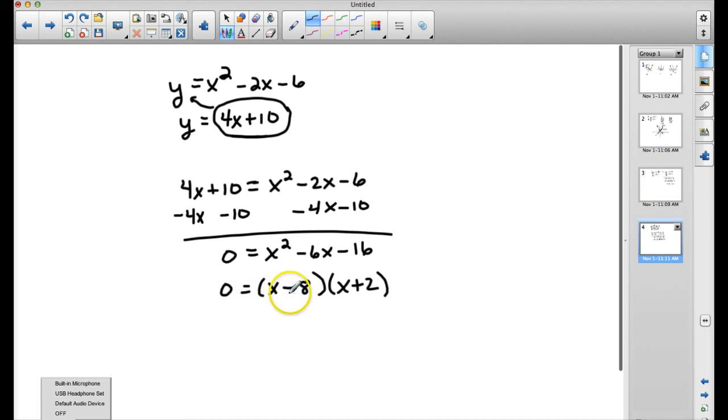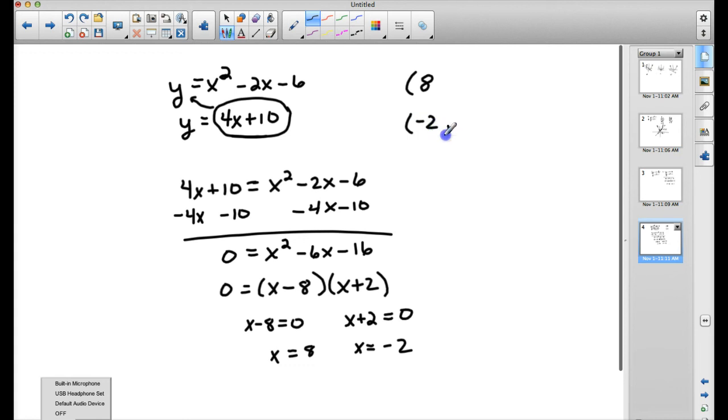Now, setting each of these equal to 0, in other words, x minus 8 equal to 0 and solve, x plus 2 equal to 0 and solve, we're going to get x is equal to 8 and x is equal to negative 2. Now this is my x, and I should go back to the previous problem. That tells me just my x coordinate now. My x is 8, my x is negative 2.